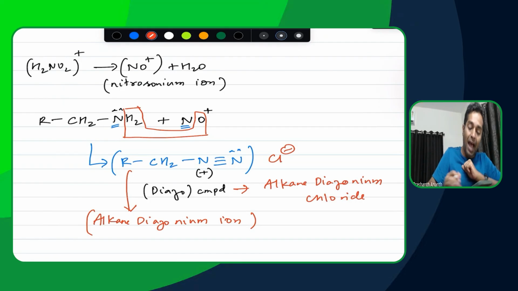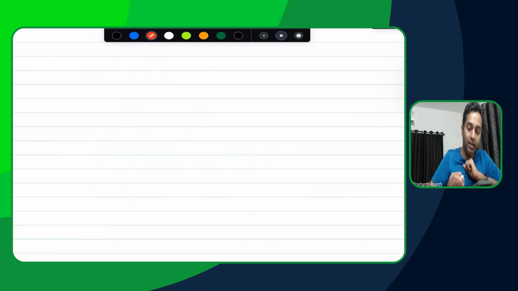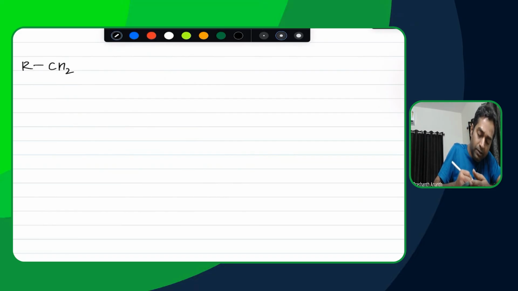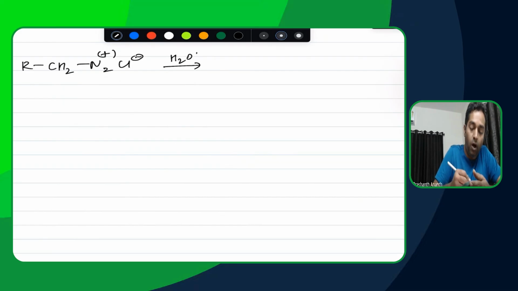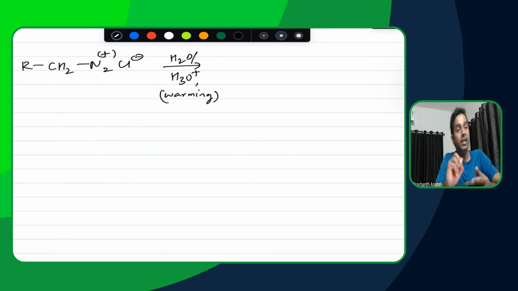Now, this alkane diazonium chloride is going to be the next fellow who is going to be reacting in the next chapter. So we're going to be having our CH2 N2 plus Cl minus. Now this is going to be reacting with water, or you can also do H3O plus. And simple warming will basically get the job done easily.